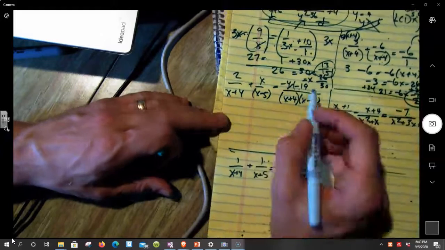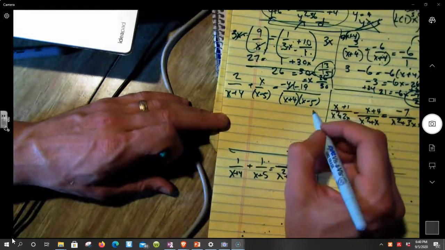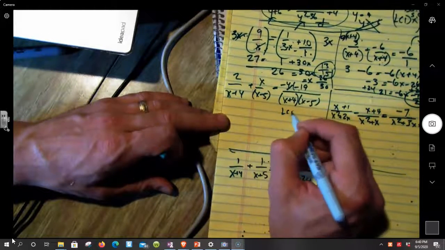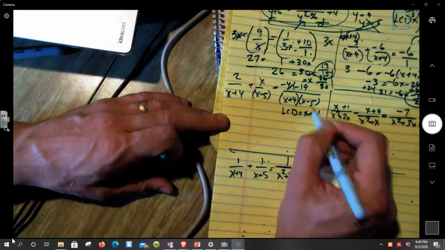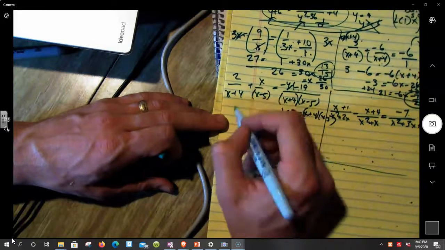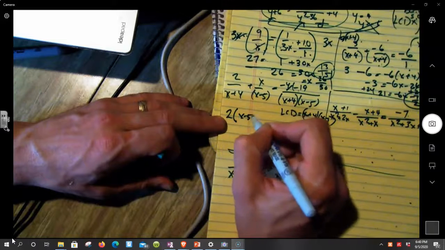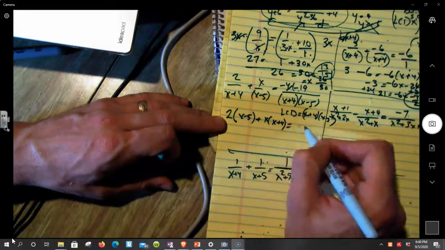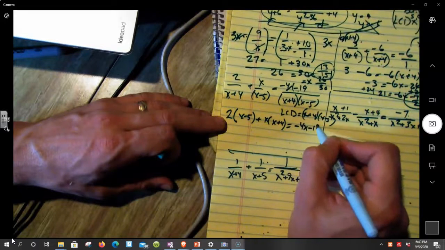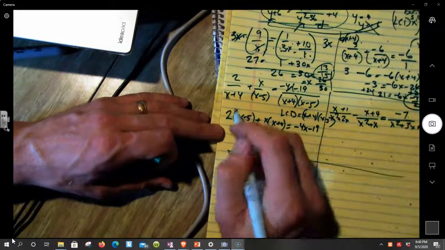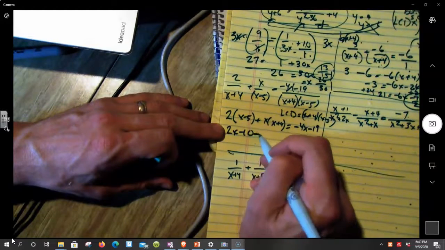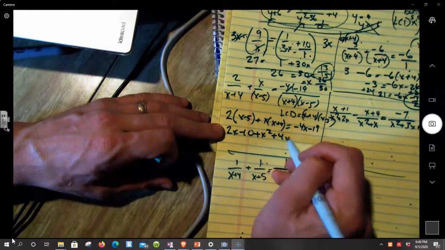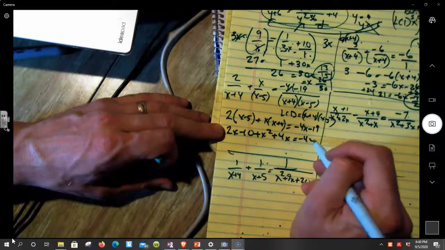So over here, what's our lowest common denominator altogether? It's going to be x plus 4. LCD is equal to x plus 4, x minus 5. So if we do that, we're going to have 2 times x minus 5 plus x times x plus 4 equals the negative 4x minus 19, because this whole denominator is eliminated. So you have 2x minus 10 plus x squared plus 4x equals negative 4x minus 19.